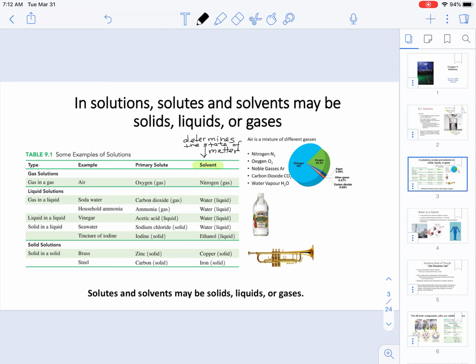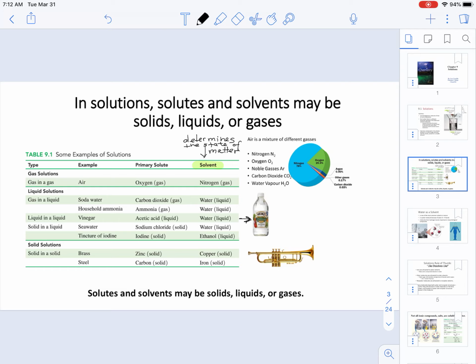Now, let's move to a second example. When it comes to liquid solutions, as you can see, the solutes can be in all three states of matter. We can have solutes that are gas, we can have solutes that are liquid, we can have solutes that are solid, but again, our solvent is always going to be liquid. And specifically, we have the example of vinegar. And in this case, our solvent is going to be water, and our primary solute is going to be acetic acid.